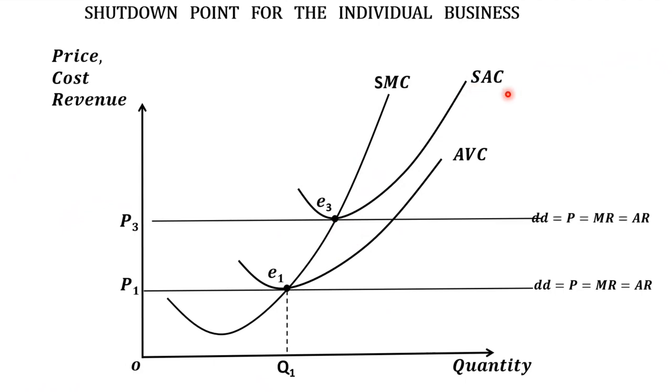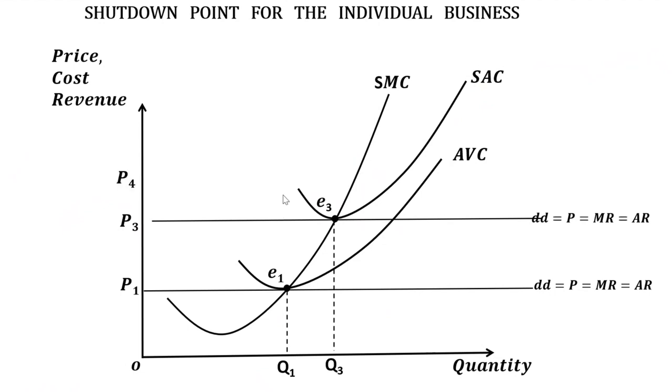Then the short-term average cost is equal here to average revenue. You can also see that the short-term average cost curve lies tangent to the average revenue curve. And we know by now that when the average cost curve is tangent to the average revenue curve, the individual business is making normal profit. If the price increases from P1 to P3, the output level of the business increases from Q1 to Q3.